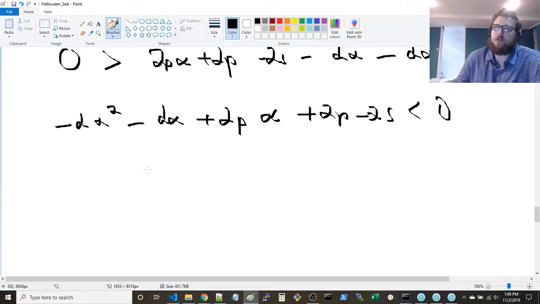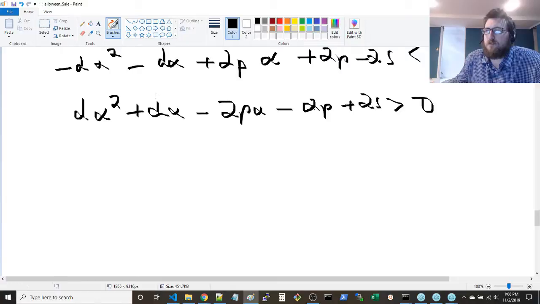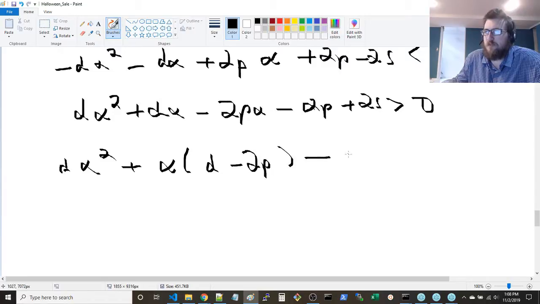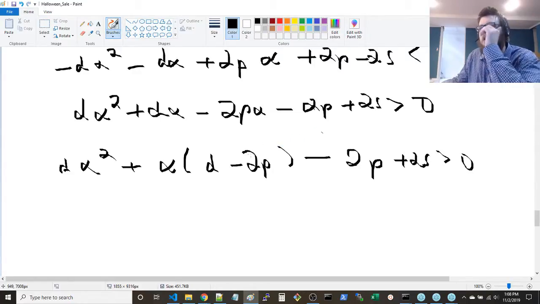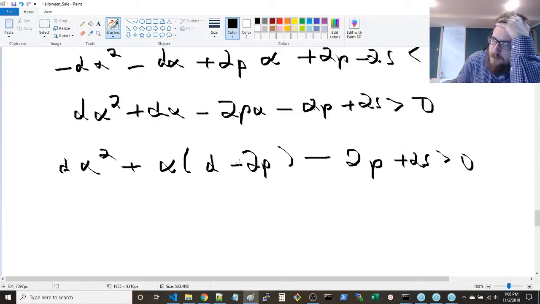Alright, now what we want to do is probably negate this whole thing. Let's get d alpha squared plus d alpha minus 2p alpha minus 2p plus 2s is greater than 0. And then we also want to group terms. Alpha times d minus 2p, minus 2p, plus 2s greater than 0. And now we've got a quadratic formula here. We can simplify a bit.